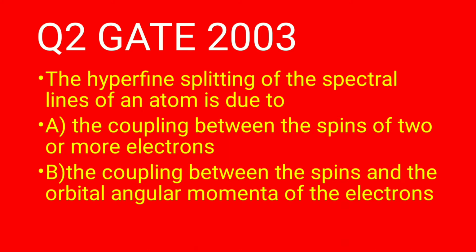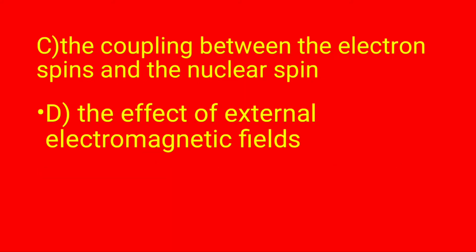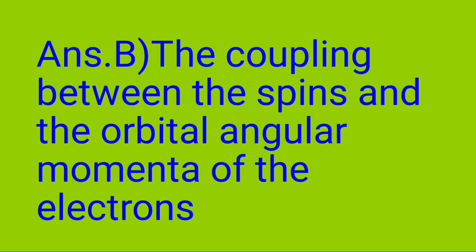Question number 2. The hyperfine splitting of the spectral lines of an atom is due to: A, the coupling between the spins of 2 or more electrons. B, the coupling between the spins and the orbital angular momenta of the electrons. C, the coupling between the electron spins and the nuclear spin. D, the effect of external electromagnetic fields. B is the correct answer: the coupling between the spins and the orbital angular momenta of the electrons.